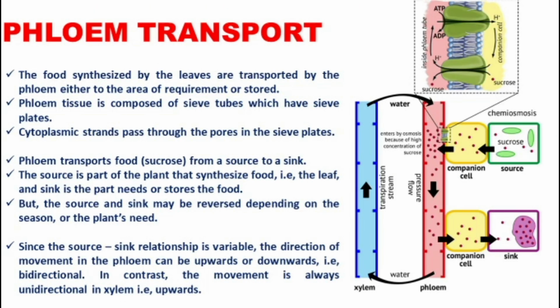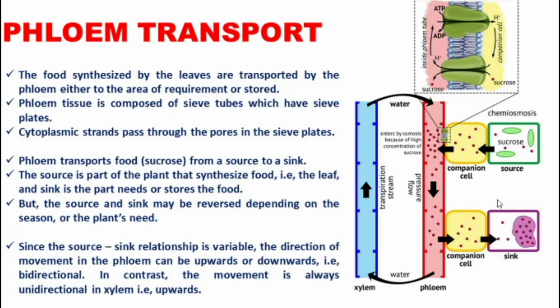The next topic is phloem transport. The food synthesized by the leaves is transported by the phloem either to the area of requirement or stored. The food is synthesized in the leaves and it is transported to the place of requirement where it is needed for the metabolic activities. Otherwise, it could be stored.